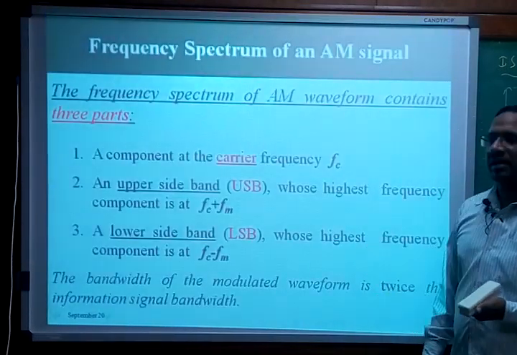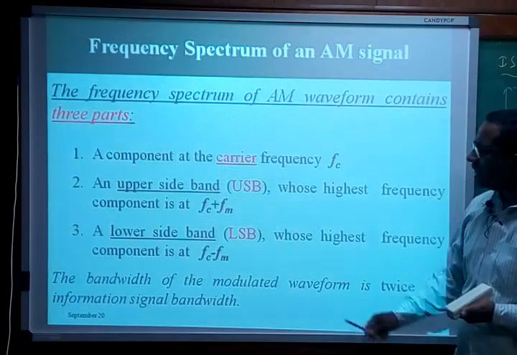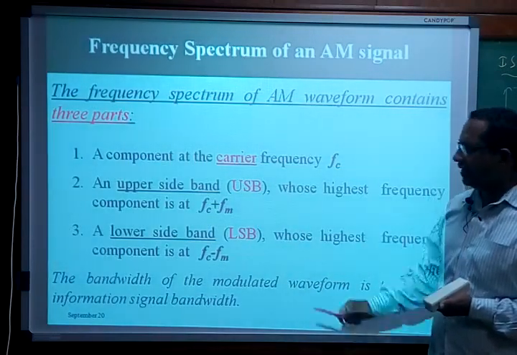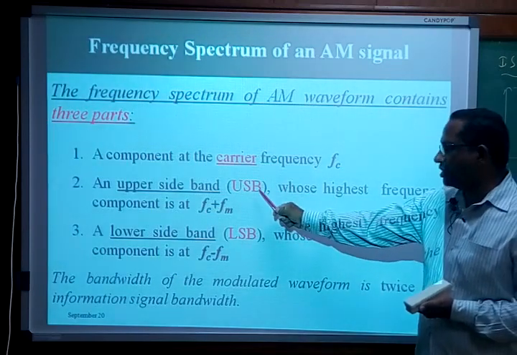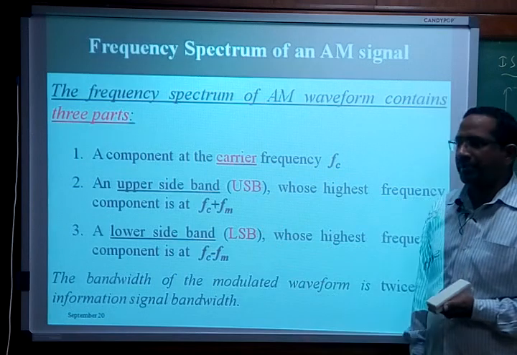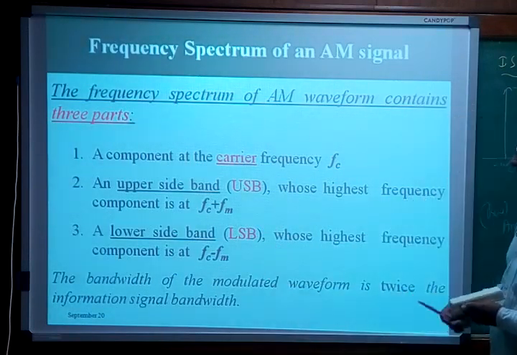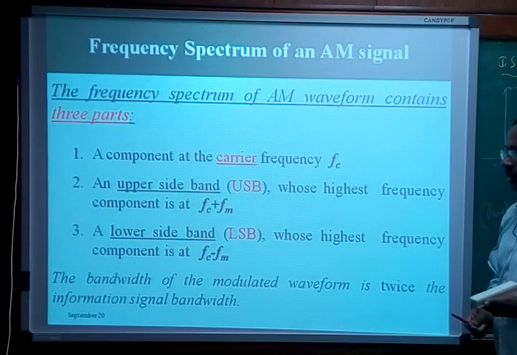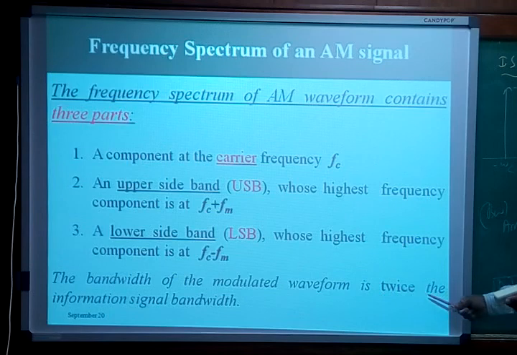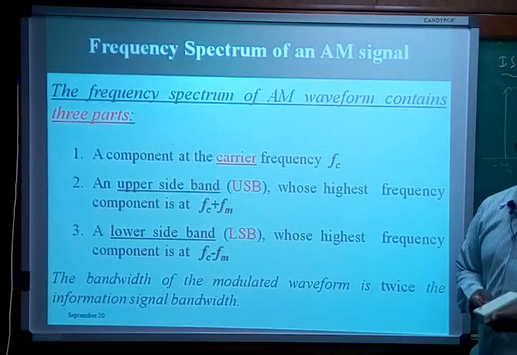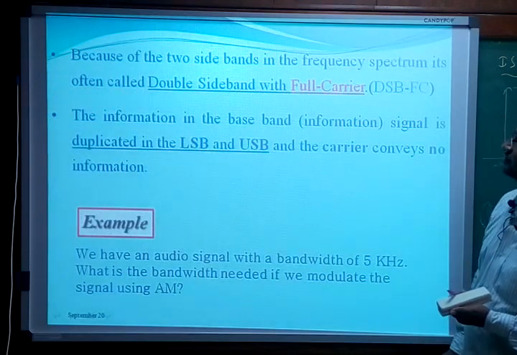So what is the conclusion we can make now? After modulation, we will get the carrier component, we will get the USB, and we will get the LSB. How can I say it is USB? It is the FC plus FM component. How can I say LSB? It is the FC minus FM component. And finally, what is the conclusion? The bandwidth of the AM modulated waveform is twice the information signal bandwidth. That is the conclusion we can make from this.